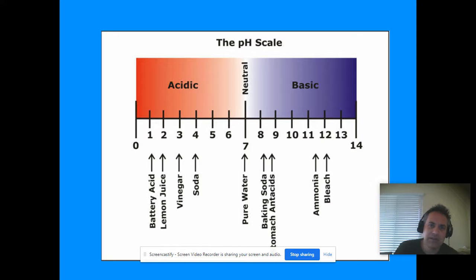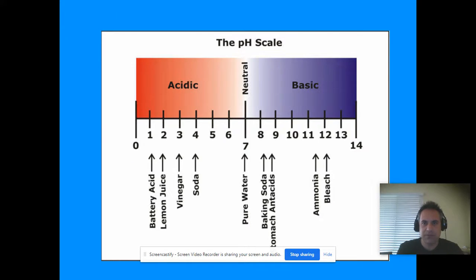But on the left side, on the acidic side, hopefully it's left to you. They didn't flip it around. But you have things like soda, vinegar, lemon juice, and battery acid that's more and more acidic as you get lower and lower numbers. And then on the other side of neutral, the basic side or alkaline side, you've got things like ammonia and bleach as you get more basic. That's kind of an idea of what we're talking about today.